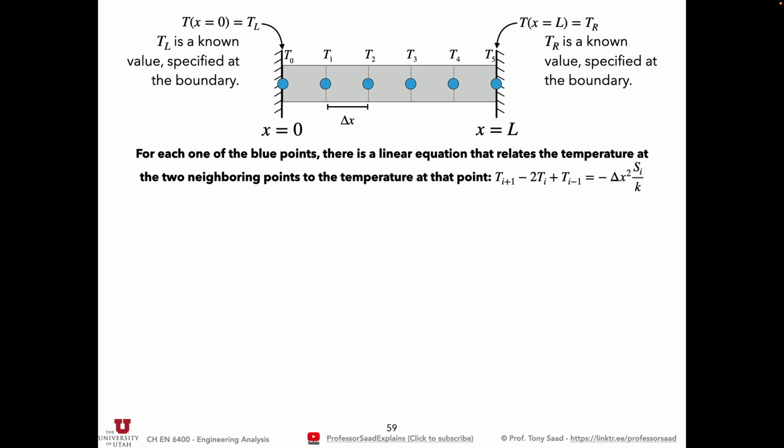So let's continue with the math. For point 0, I know that T0 is given to me as TL. So this is a given value. I know this value. This is my input. For point 1, again, this is T0 minus 2T1 plus T2 equals minus delta x squared times S1 over K. We know S1, we know delta x squared. Normally, you might be inclined to say, well, Professor Saad, I know T0, let's move it to the right-hand side. You won't be wrong in doing that. But then later on, your solution will not contain the boundary values. So when you plot it, you're not going to have the boundary points involved.